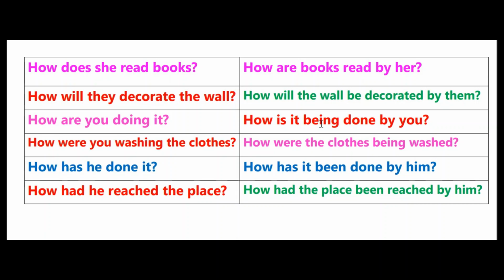How are you washing the clothes? How are the clothes being washed? How has he done it? How has it been done by him? How had he reached the place? How had the place been reached by him?